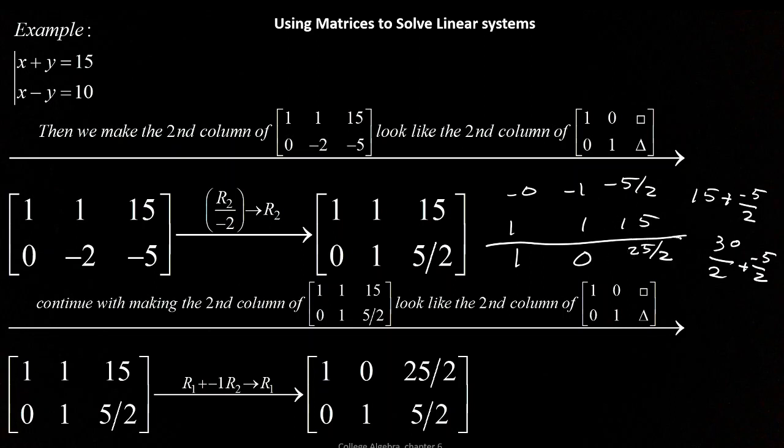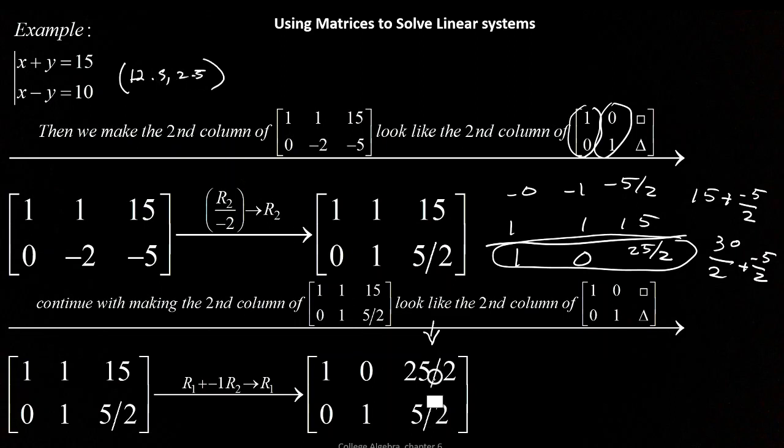Now we're going to take this and write it for first row, right? So that's the first row. Now we accomplished what we wanted. The first column looks like that. The second column looks like that. Now, this is not magic, it is math. And you see right there, these are the solutions. Remember this? We solved it before. The solution was what? 12.5 and 2.5. Now we got the solutions right here.